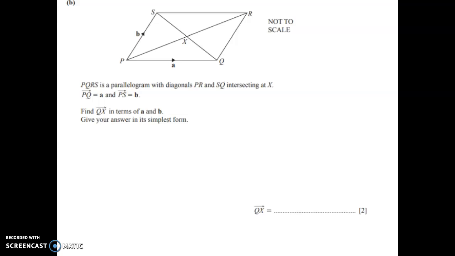So we're going to go from Q to P. So we're going against the direction of the vector. That's negative A. Oh, no. It's so annoying. Okay. Negative A. And then we know that PR is A plus B, but PX is half of PR.